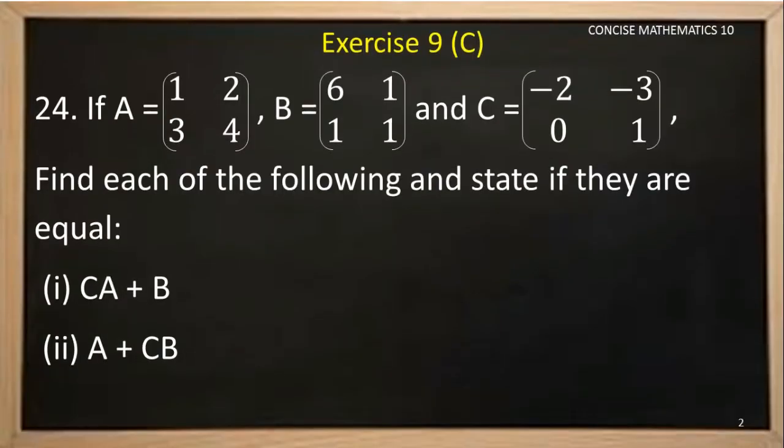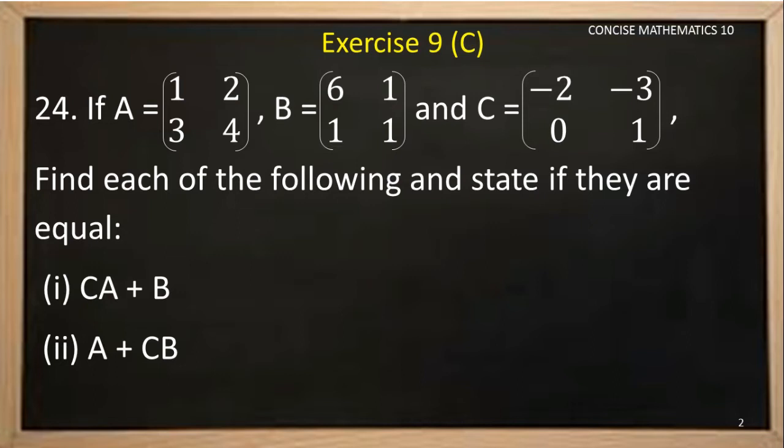Question number 24. In this question, there are three matrices A, B and C, and it is asked to calculate CA plus B as the first sub-question, and the second sub-question is A plus CB. I hope by this time you are very much familiar with addition and multiplication of matrices. Let me explain now how to solve this problem.